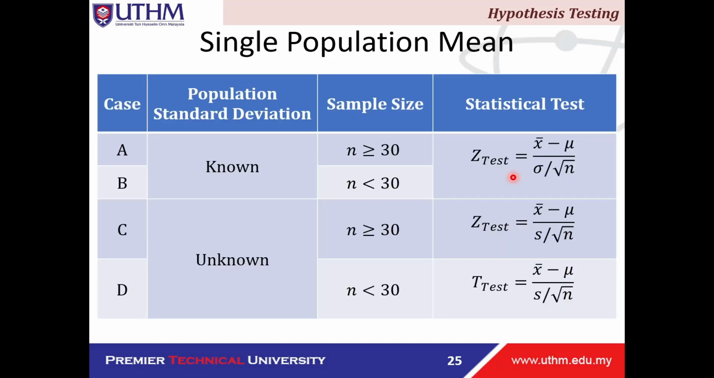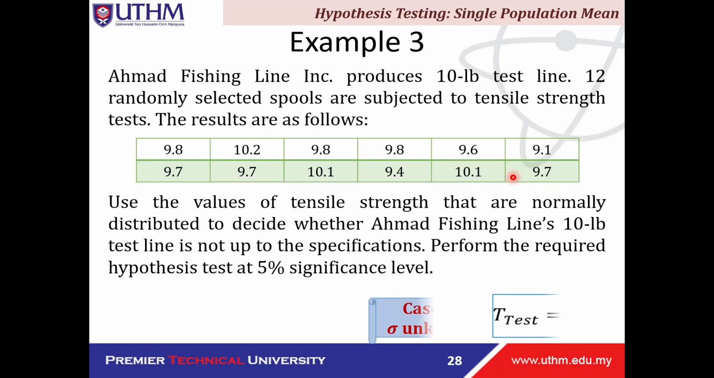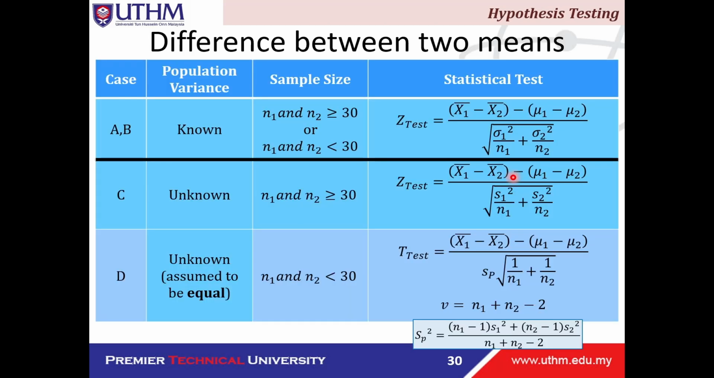Okay, this is a single population mean. We have seen it last week. Number 2 also last week. Number 3. Now today, for the difference between two means, we got several cases here. Case A and B, where the population variances are known.